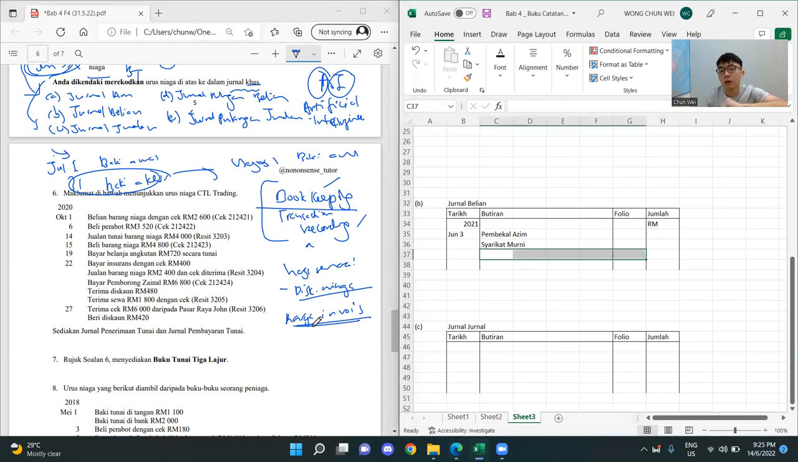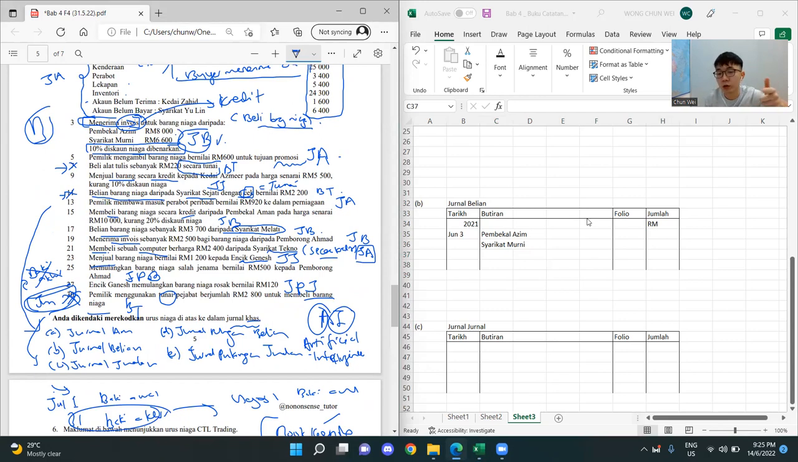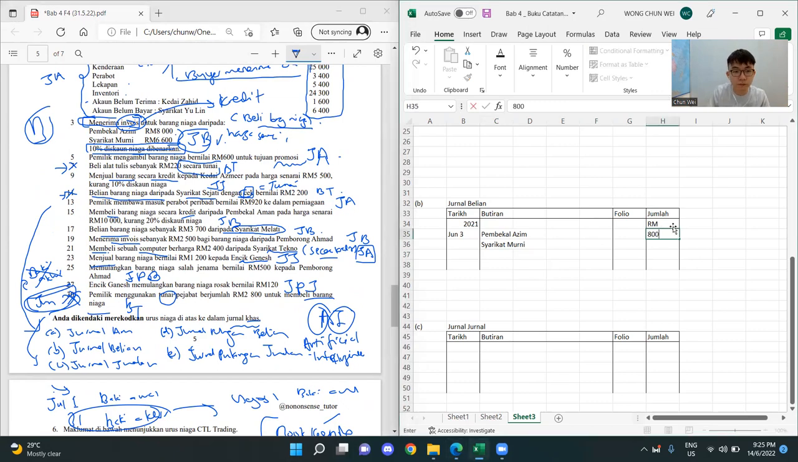balance. In this question, they give us this figure, and they say this is actually from the invoice. With that being said, we know that this is actually after discount. So this discount, we can actually ignore it. Unless the question specifically says that this is the harga senarai, then we have to minus the 10%. But for this one, we don't need to. You can straight away put 8,600. All right, okay, 3rd, done.